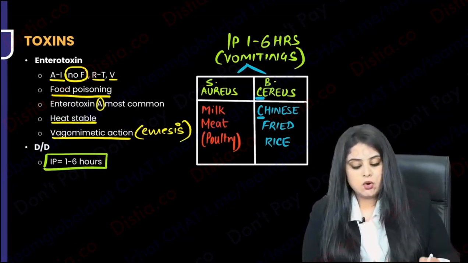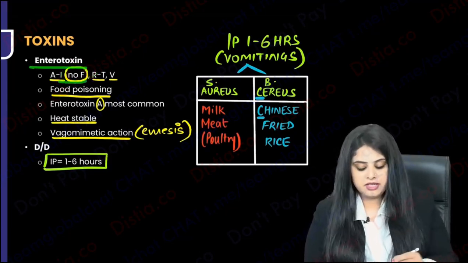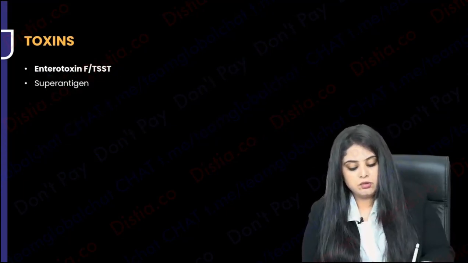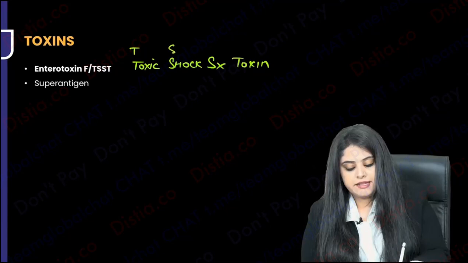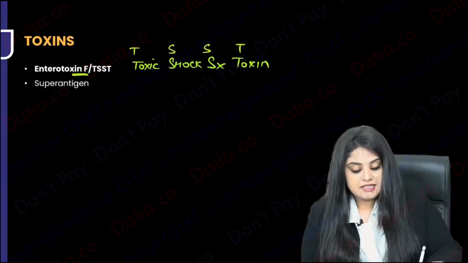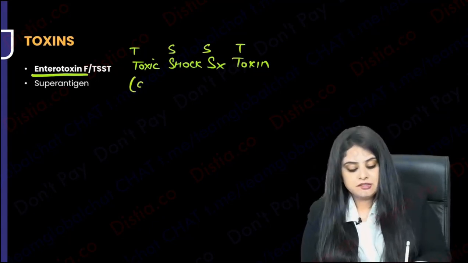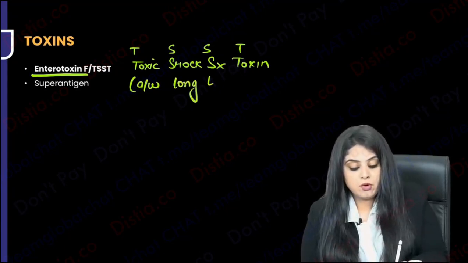Okay, so what did I tell you? All toxins, but not F. So what is that F wala enterotoxin? Something in females. That is also known as the toxic shock syndrome toxin. Toxic shock syndrome toxin, that is why we call it TSST, and that is enterotoxin F. Why did I say F for females? Because this is associated with long-term tampon usage.